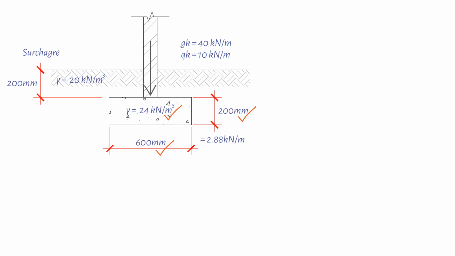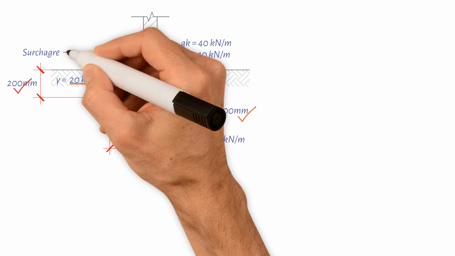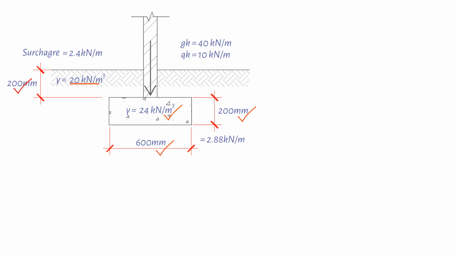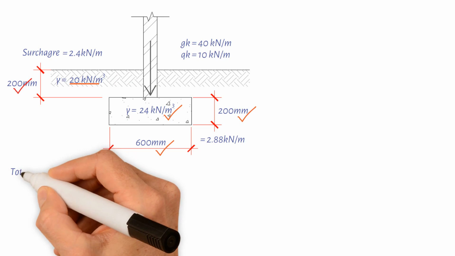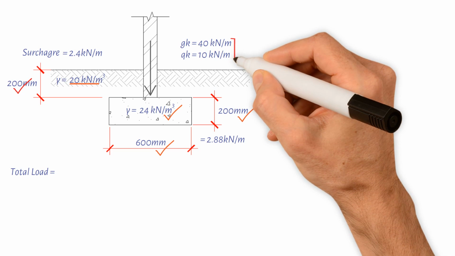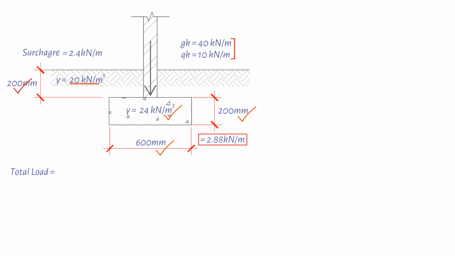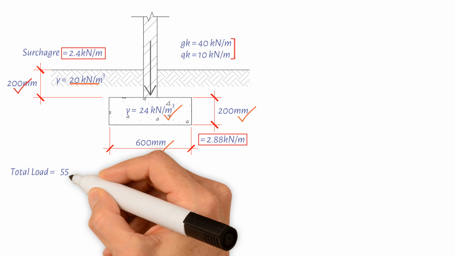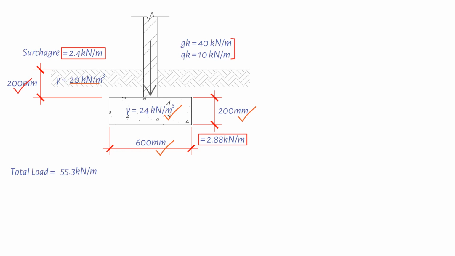Surcharge of soil over foundation, 0.2 meters deep, times 0.6 meter wide, times 20 kN per cubic meter, equals 2.4 kN per meter. As a result, the total load to the bottom of the foundation is 40, plus 10, plus 2.88, plus 2.4. This gives us a value of 55.3 kN per meter.